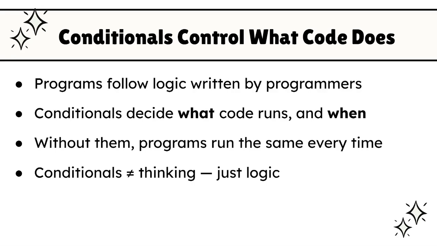So conditionals control what code does. Programs follow logic written by programmers. So that's us. A conditional decides what code runs and when. Without them, the program runs the same every time. And so we have to really remember that conditionals are not thinking, it's just logic. And this carries over across all computer programs, even AI. It's not thinking. There's a logic behind everything.